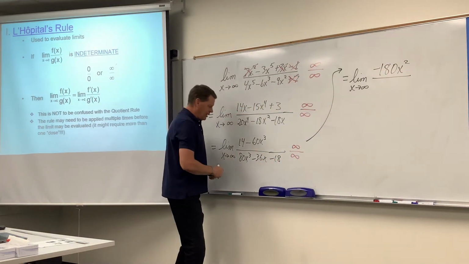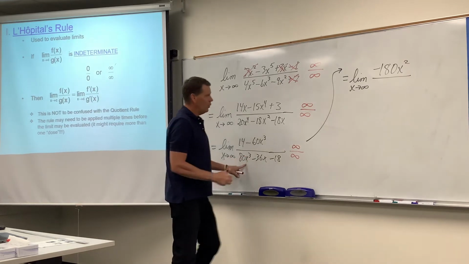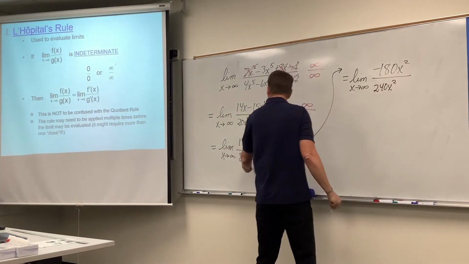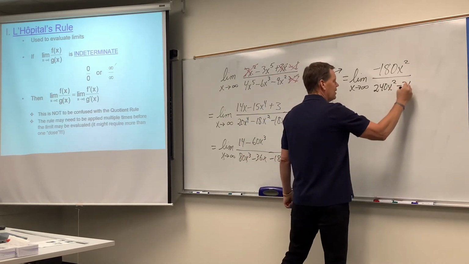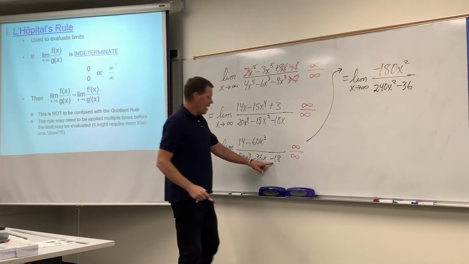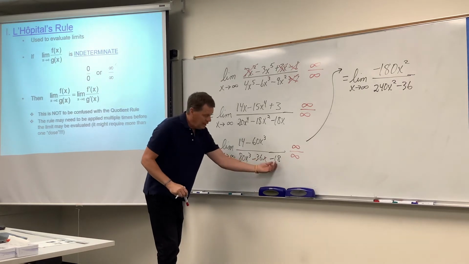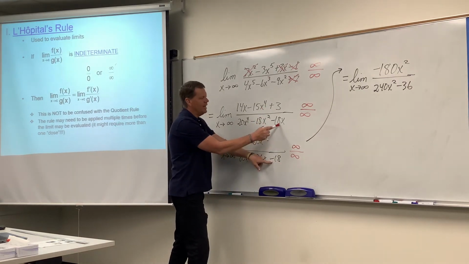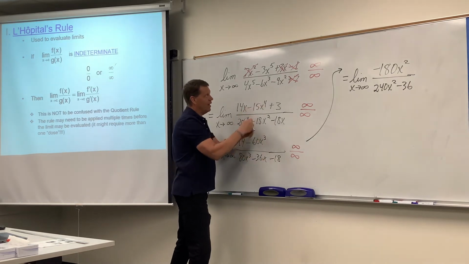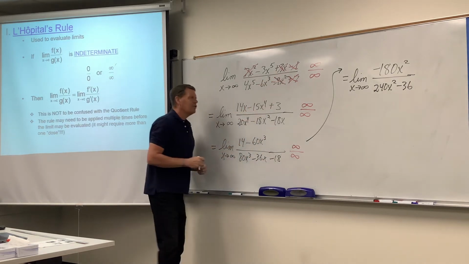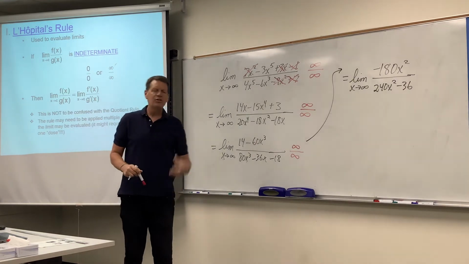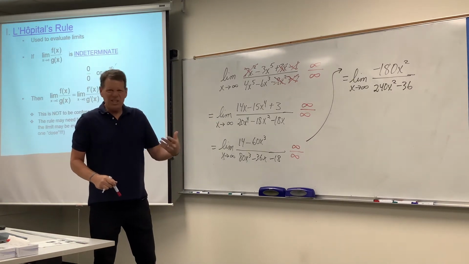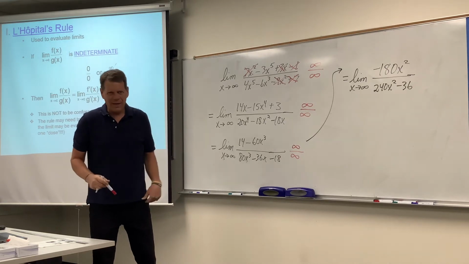And what happens down here? That would be 240x squared minus 36. And note that the minus 18 has a derivative of 0. It disappears. It came from the minus 18x, which came from the negative 9x squared, clear back here, didn't it? So I'm crossing out, way back there, which terms, each time you take a dose of L'Hopital, just kind of ended up not really mattering, right?